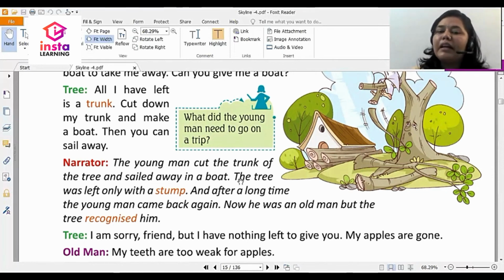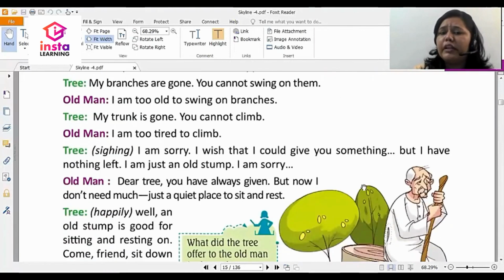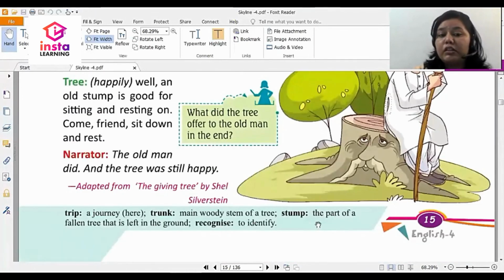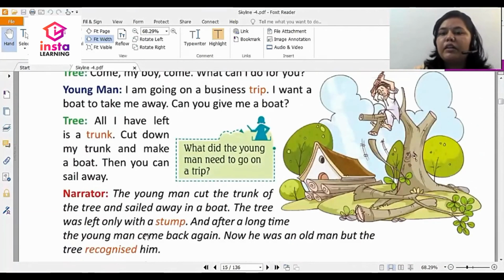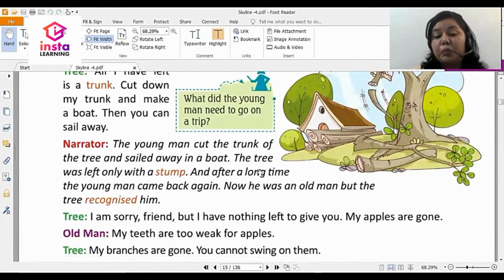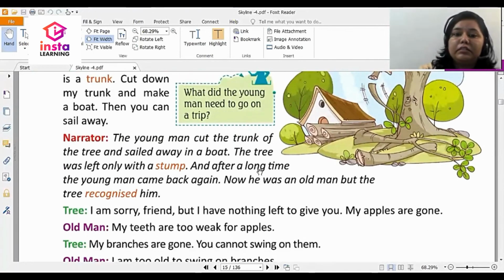Narrator: the young man cut the trunk of the tree and sailed away in a boat. The tree was left only with a stump. Stump means the portion which is cut of a tree, the leftover portion. See, the meaning is also here, the part of the fallen tree that is left on the ground. Okay, so here you can see the stump part of the tree, and now the boy was able to make a boat and sail away. The young man cut the trunk of the tree and sailed away. The tree was only left with a stump.